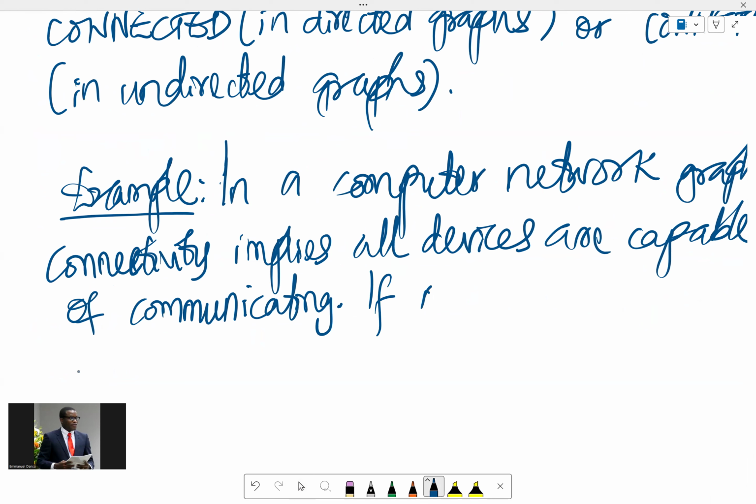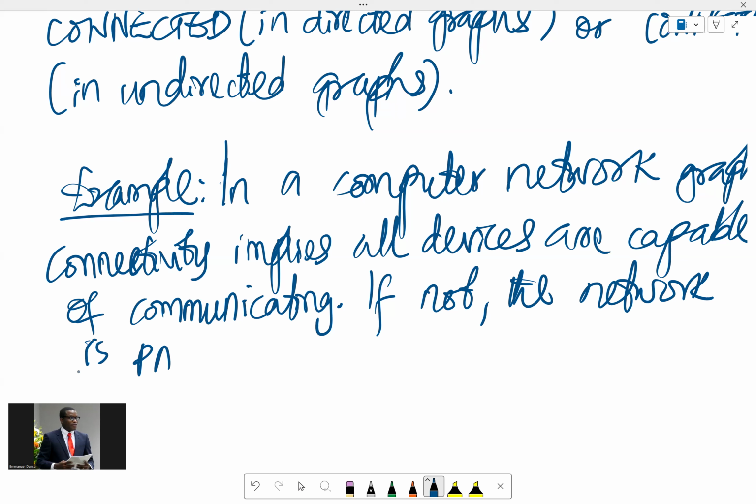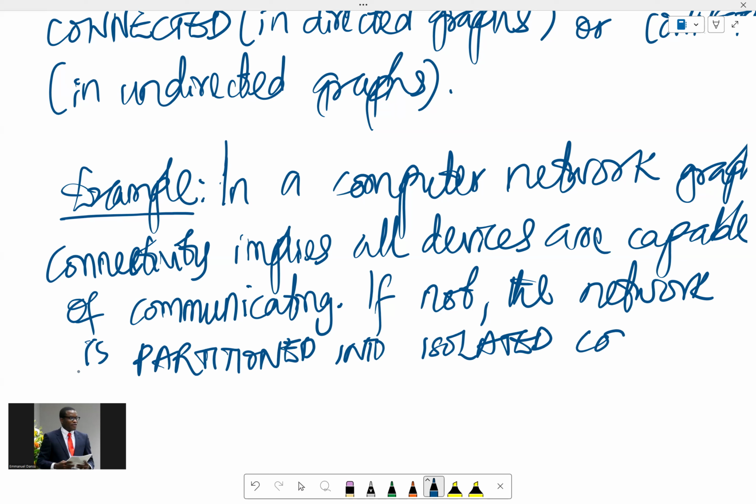If not, the network is partitioned into isolated components. So that is the idea of connectivity.